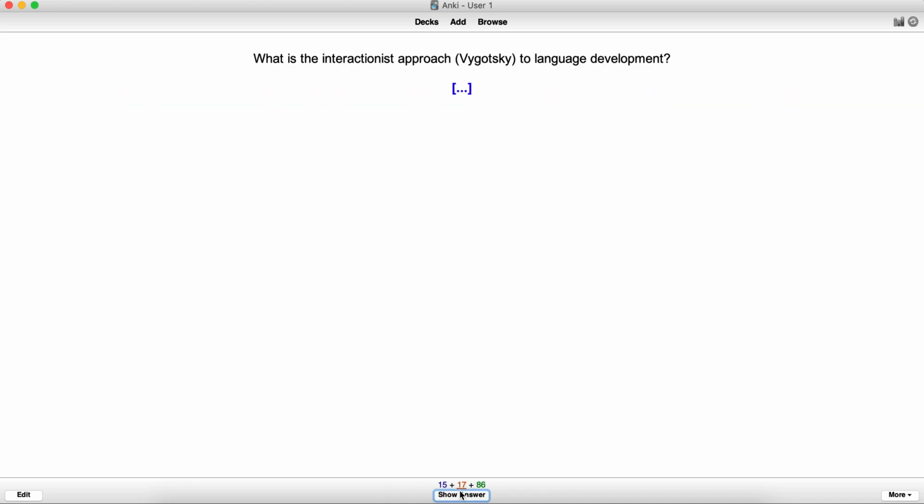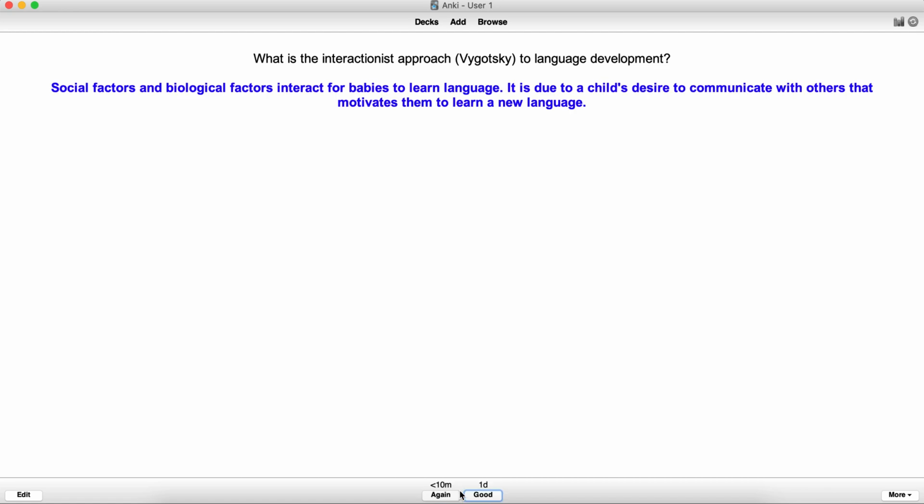What is the interactionist approach? Vygotsky. Interactionist. So Vygotsky was a social guide to language development. He says that children's learning of language is due to sociological and biological factors. Children are motivated to communicate with adults, and that's the driving force that allows them to pick up language.